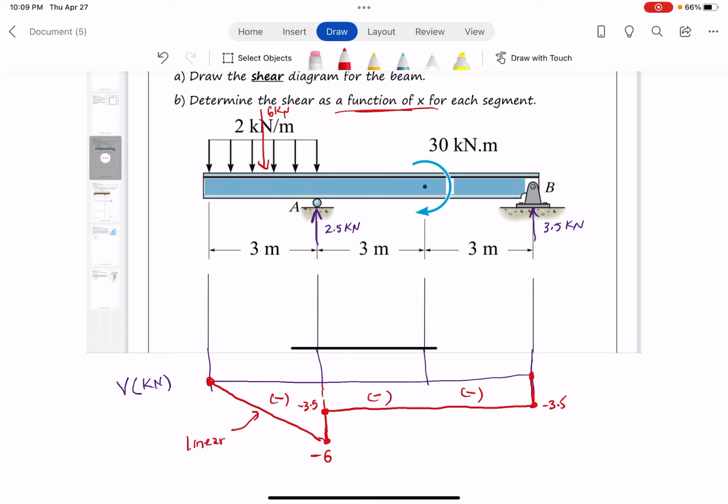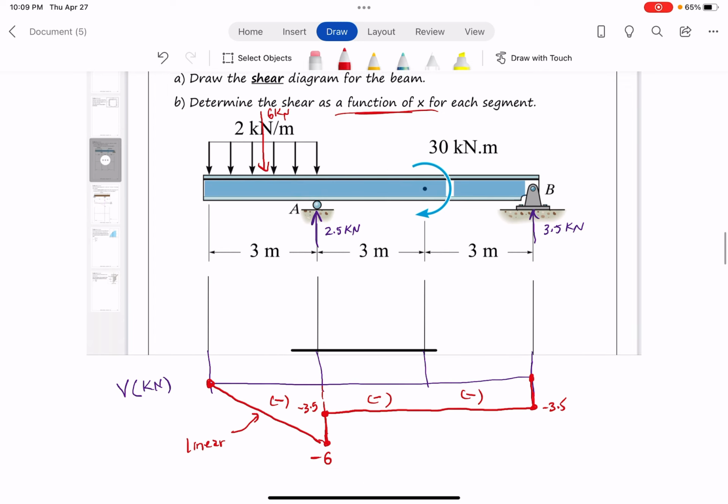Well, here we could notice if you take a cut just before this force, what is the equation of the shear as a function of x? As a function of x. So let's take just before the force. And let's do the cut at a distance x before the force. So we did a cut here at a distance x.